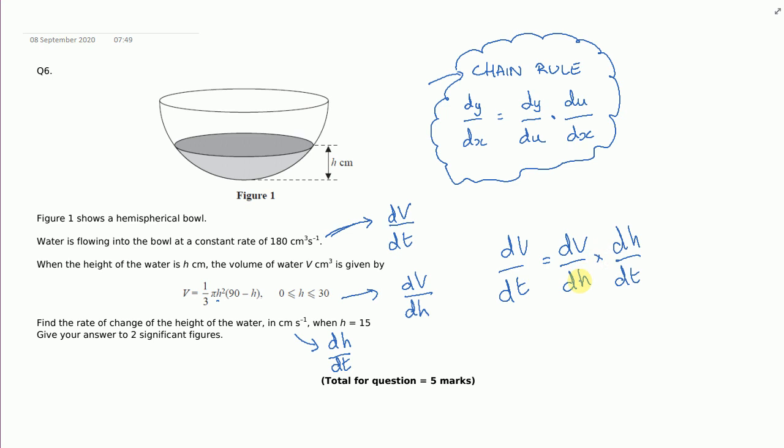So my next step is I need to know what dV/dh is. I know what dV/dt is, that's 180. I need to work that one out, and that means I can find the dh/dt at a known time. So dV/dh.